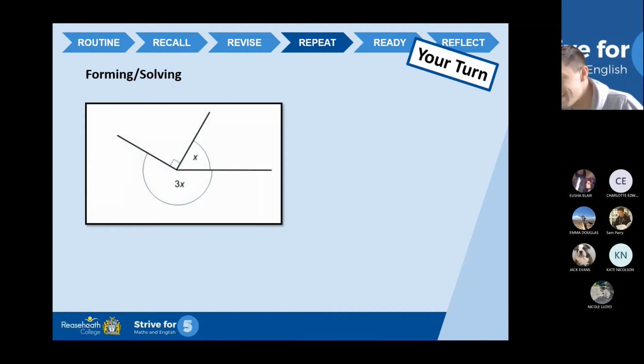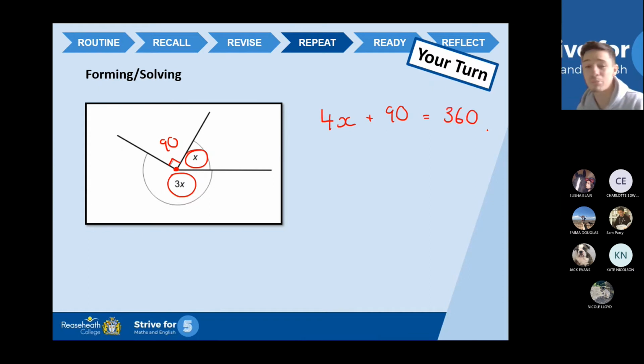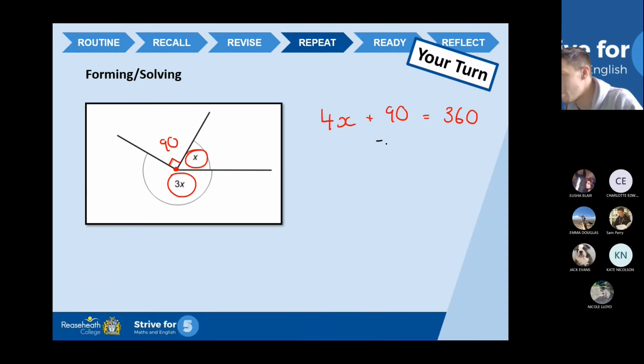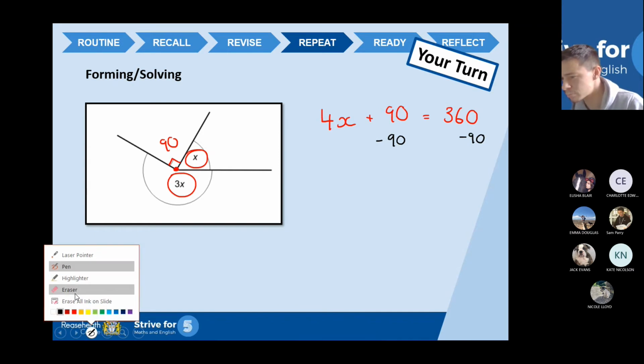Now, this one actually isn't that bad. In fact, some of you may not even have to write it out long form, because you've said, right, well, I've got 3x plus x. So that's going to be 4x plus 90 equals, well, it's angles around a point, so that's going to be 360. So some of you may have been like, boom, boom, boom, quick fire, and you've got that written down. Even really impressive if that's the case. Got a plus 90, so I want to get rid of it. So subtract 90. That's going to leave me with 4x equals 270.